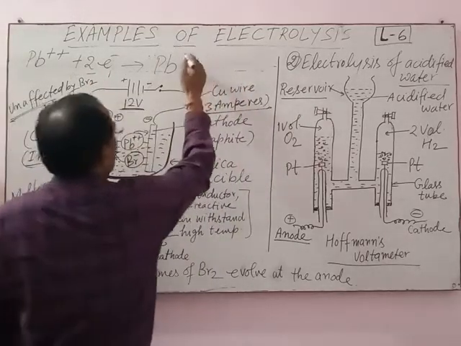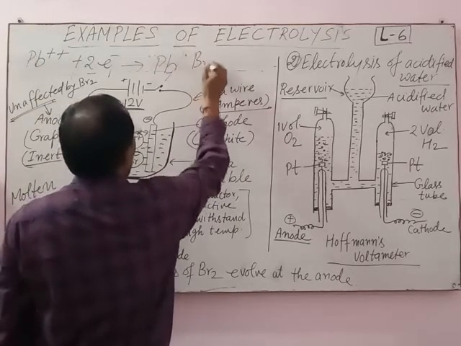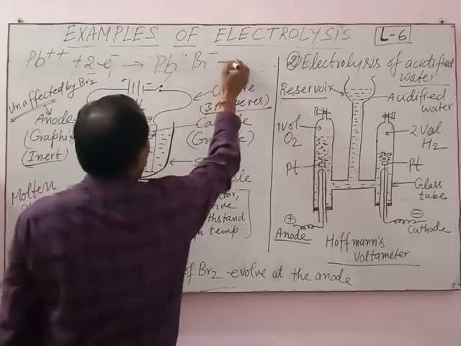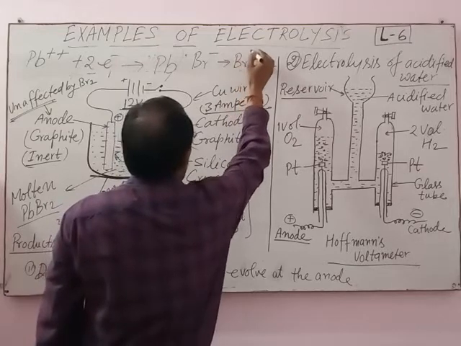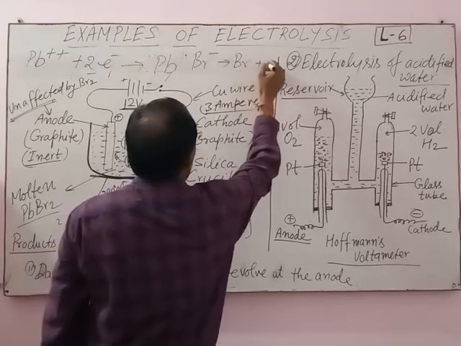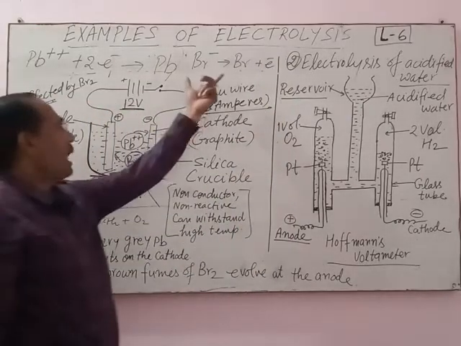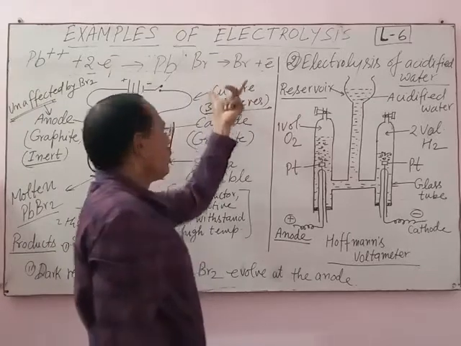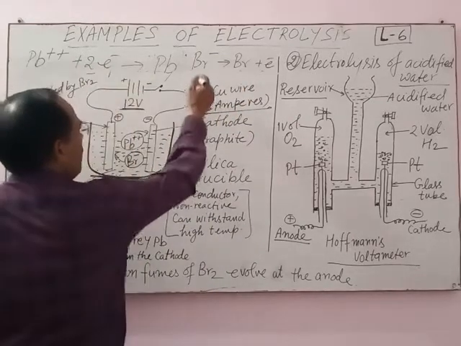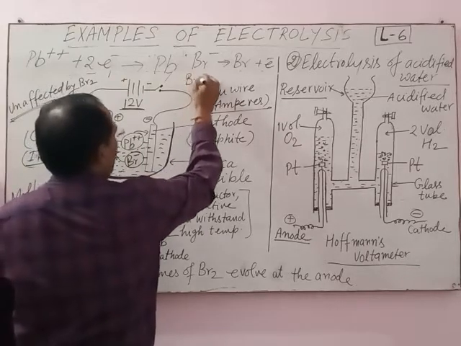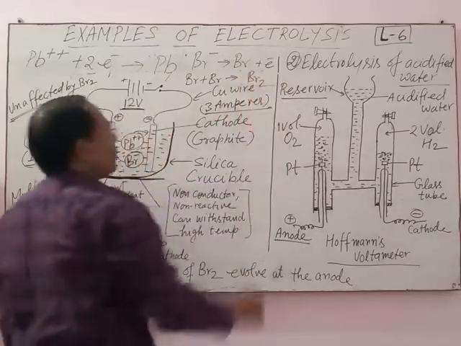Br- ion loses its electron and converts into the form of bromine radical. This is known as the primary process. And bromine radicals combine to give bromine vapors.